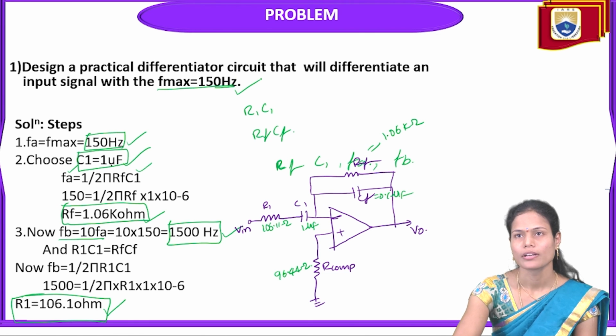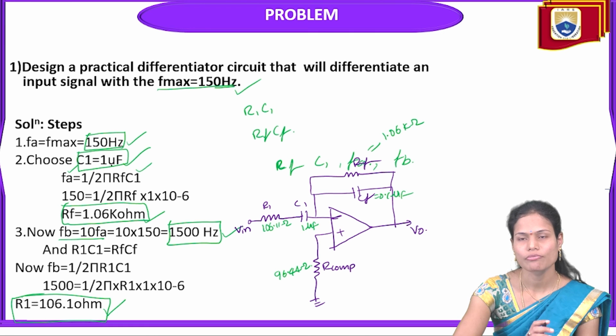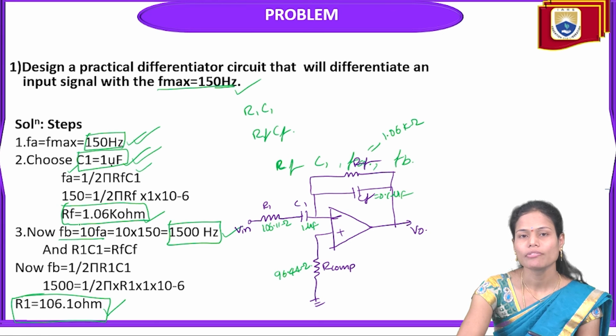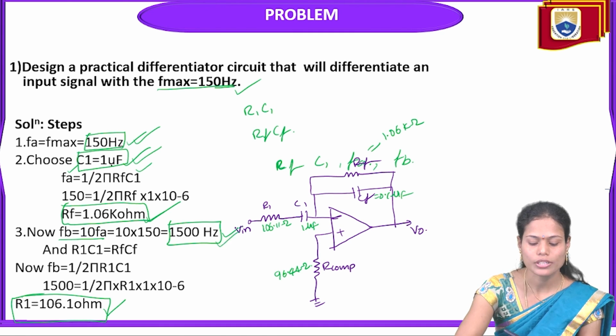Once again, I am repeating the steps. First, we need to choose the first corner frequency, FA, that is the maximum given frequency. Next, we have to choose the C1 capacitance, 1 microfarad. When we know the FA and C1 values, we can find the RF value. Next, in the third step, we have to choose the second corner frequency, FB, that is 10 times the first corner frequency. From that second corner frequency, we can find the R1 resistance.